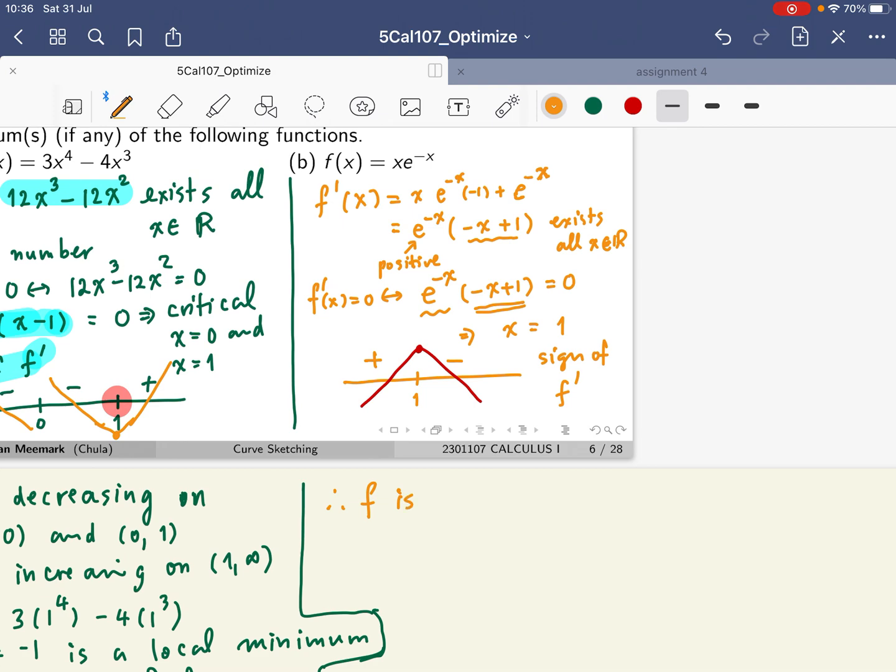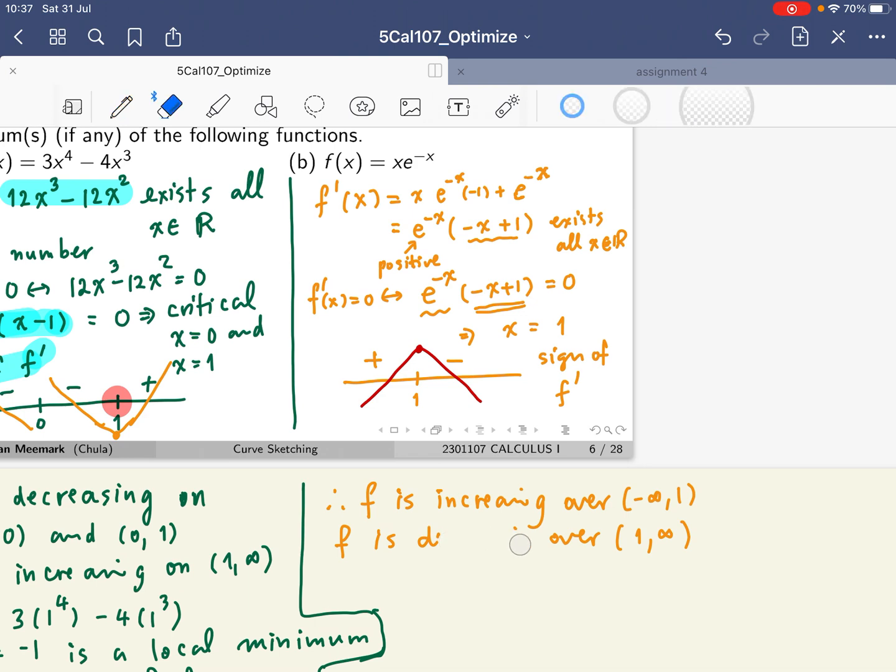your f is increasing over the interval from negative infinity to 1, and your f is decreasing over the interval from 1 to infinity. And your f at 1, from the side of your f prime, it means that your f at 1 is a local maximum. All right.